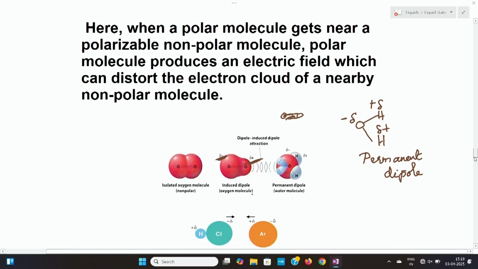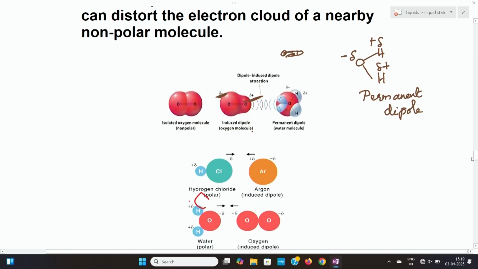Let us see another example. I hope you understood the interaction of water molecule and oxygen molecule here. Now let us see another example, that is the interaction of hydrogen chloride and argon. Here we have hydrogen chloride, and this hydrogen chloride is polar. That means there is a separation of charges. Here chlorine is having partial negative charge and hydrogen is having partial positive charge. That means this hydrogen chloride is a polar molecule.